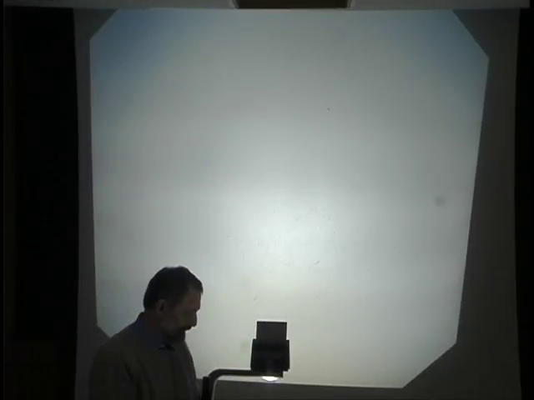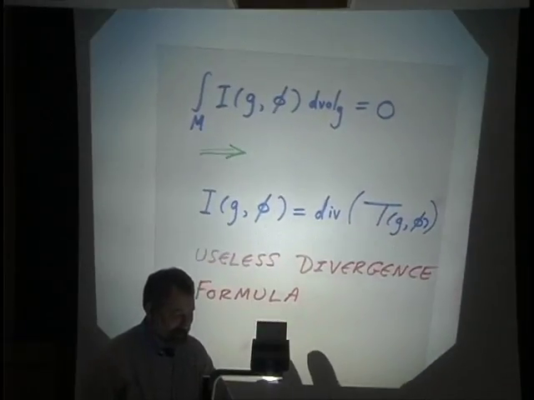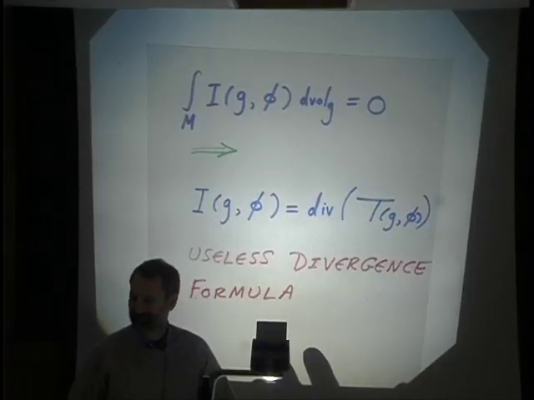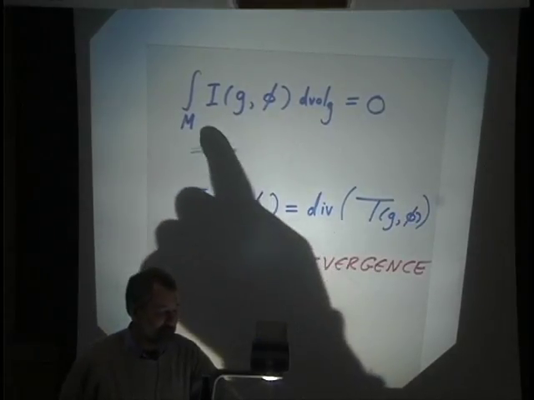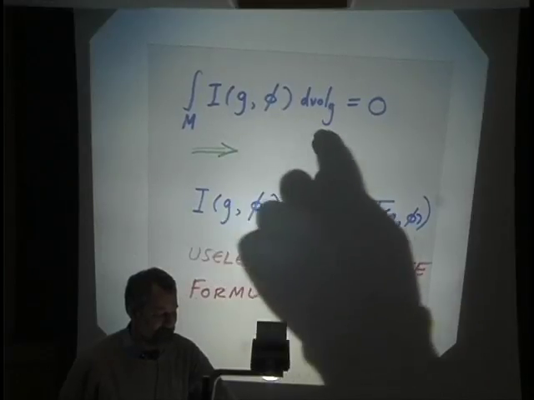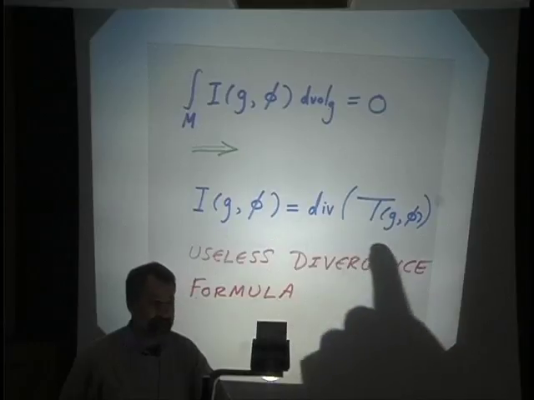Okay. Now, all right. Well, let me start with a quite simple observation, which, however, is useless. So I'm going to call this the useless divergence formula. Okay. The useless divergence formula says that if you have a polynomial I of g phi, which always integrates to 0, then in fact it is an exact divergence.